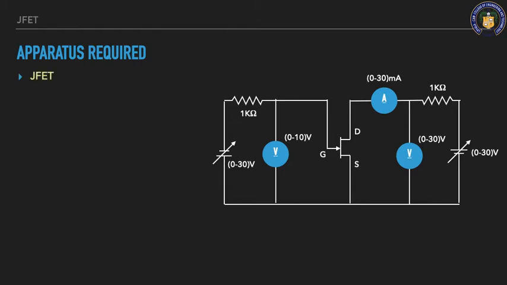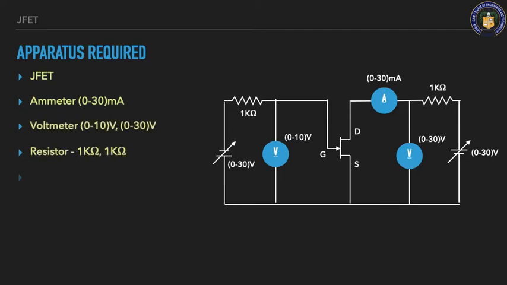So we will have the apparatus required. We need a JFET, ammeter 0 to 30 milliamps, voltmeter at two different ranges, resistor, dual RPS, breadboard and connecting wires. Now what we are going to see is we are going to write the polarities for the meters.